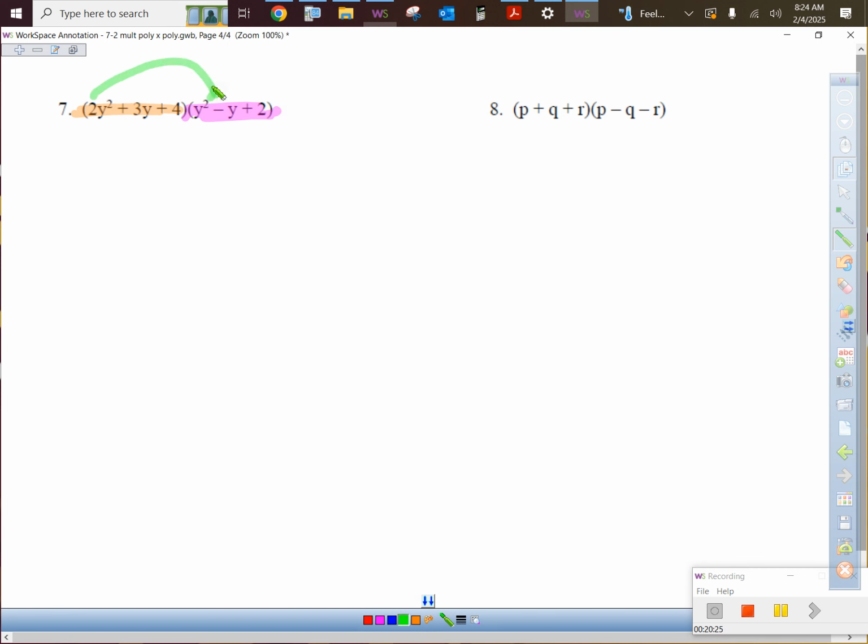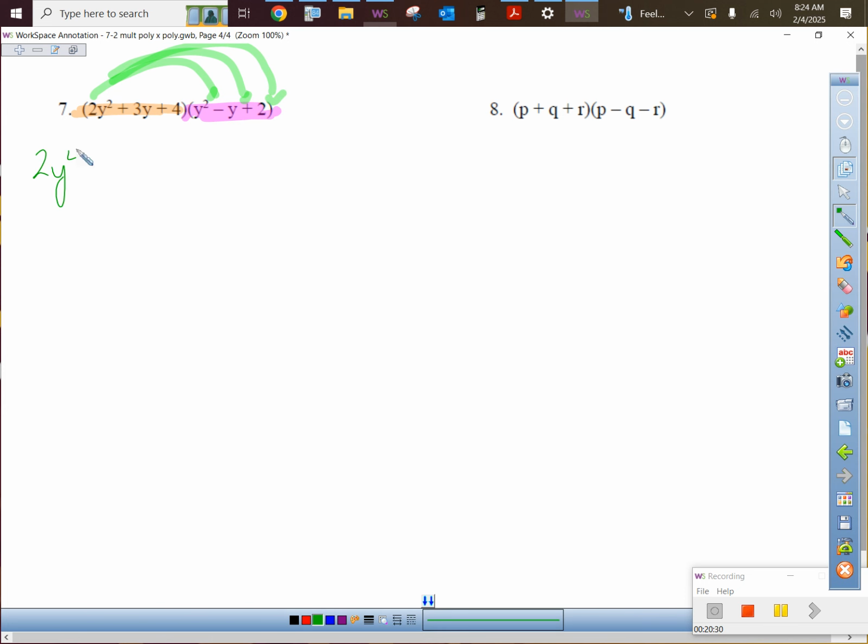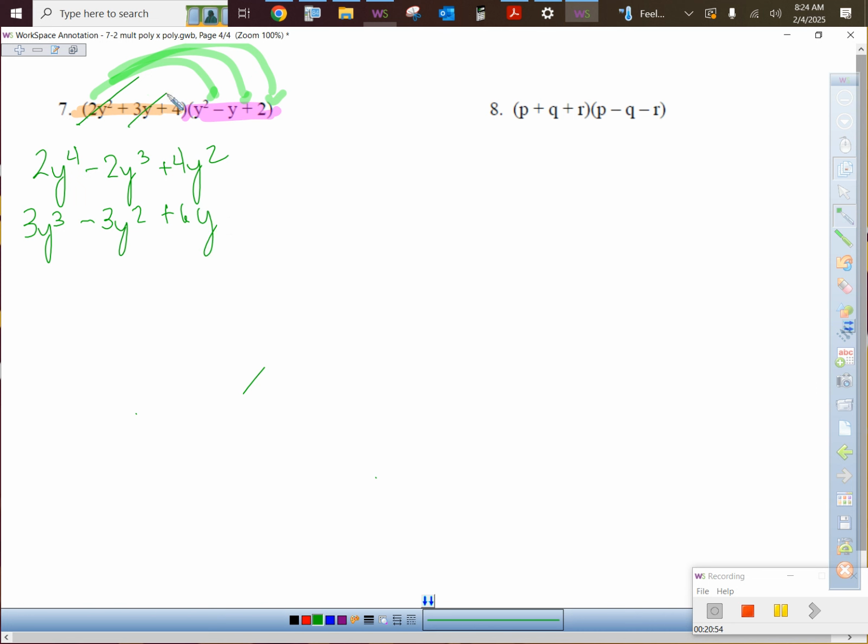So 2y times everybody will be 2y to the 4th minus 2y cubed plus 4y squared. Peace out. 3y times everybody would be 3y cubed minus 3y squared plus 6y. Peace out. And then 4 times everybody, 4y squared minus 4y plus 8.